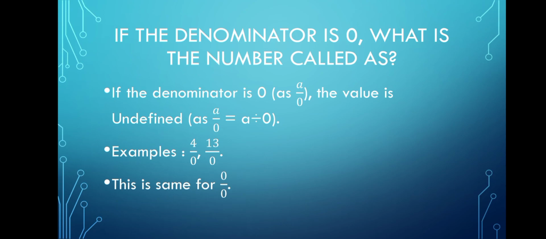If the denominator is 0, what is the number called? This is the place where you're eager to know. Let's see, friends. If the denominator is 0, as a by 0, the value is undefined. Example, 4 by 0, 30 by 0. This is the same for 0 by 0.